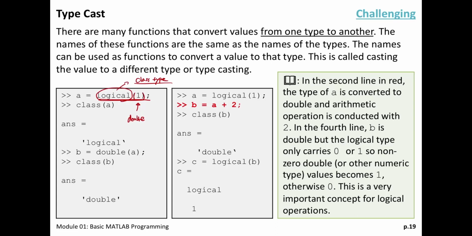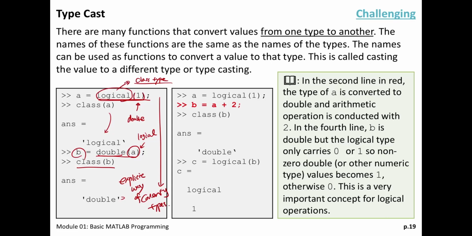1 is a double, the logical is the class type, as well as this is a function to convert the double type, the numeric type, to the logical type. That's why it becomes a logical here. So A is a logical, and then double is a function to convert the value to the double type. That's why B is a double type. Okay, this is the explicit way of converting type.